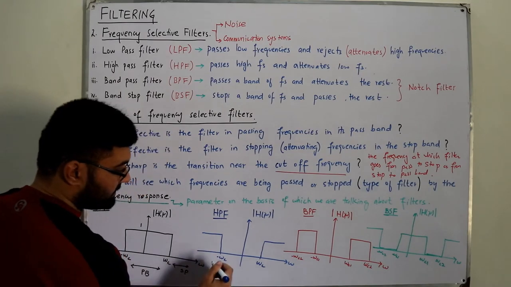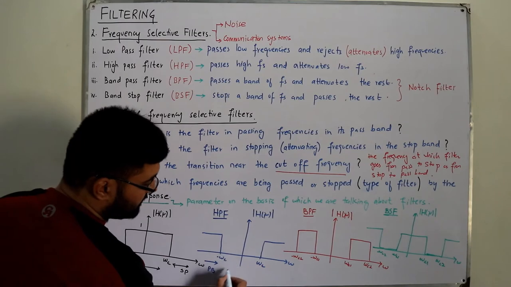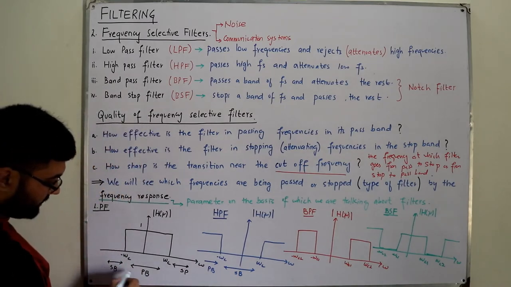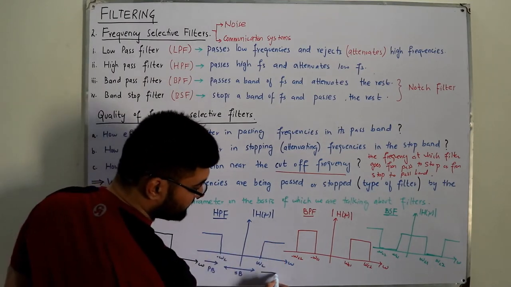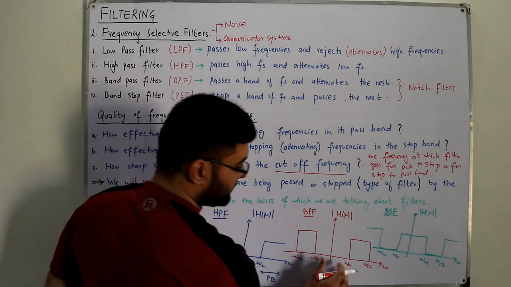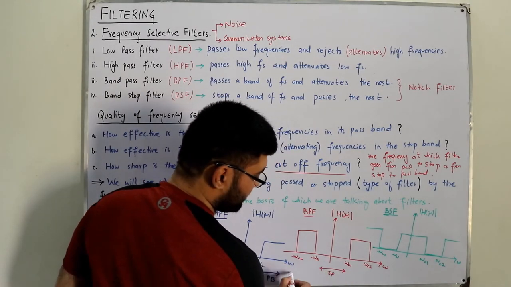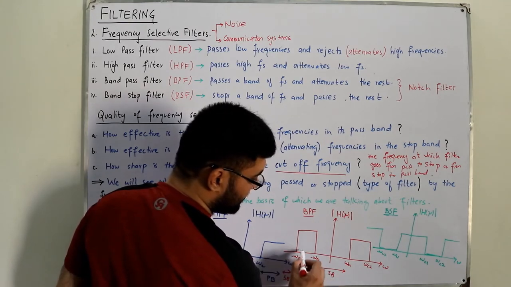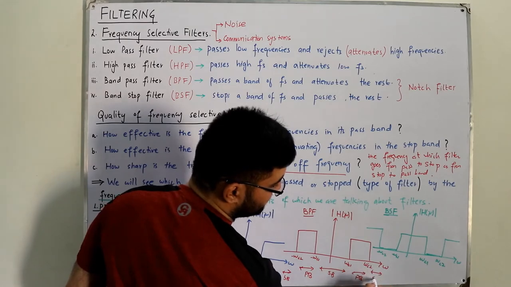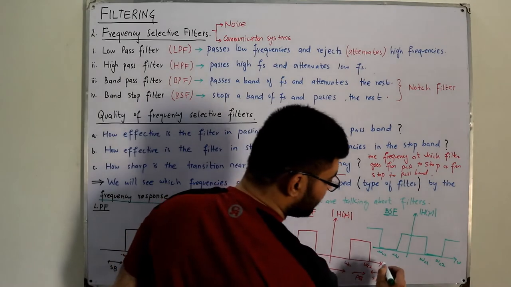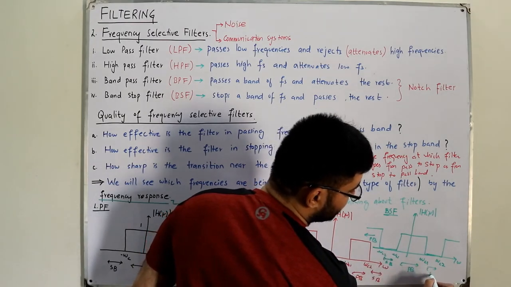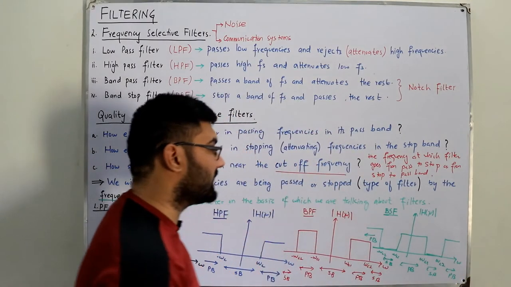Similarly for this case, now this is passing these frequencies, so till here it is your pass band. It is stopping in this range, so this is your stop band. Similarly again it's passing over here, so at this side this is again a pass band. This is being stopped. Similarly at this side it's also being stopped. Over here it's being passed. So this is the pass band, and greater than this, this is again the stop band. Fine. Similarly over here, this one is the stop band, this one is the pass band, this one is again the pass band, this one is the stop band, this one is the pass band. That is it.